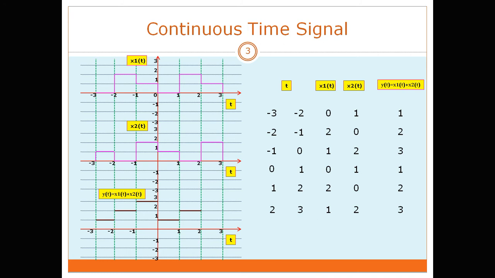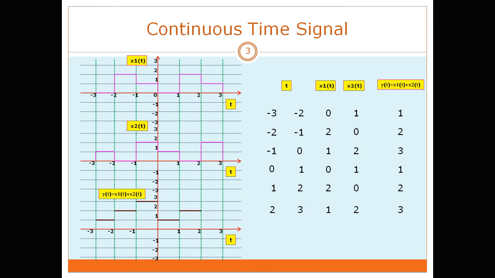So if this type of question is asked in the examination, first we need to draw x1 of t. Sometimes this will be given in equation form. That means maybe x1 of t is equal to 0 from -3 to -2, and its value is 2 from -2 to -1, and its value is 1 from -1 to 0. So in this way he might give the problem.